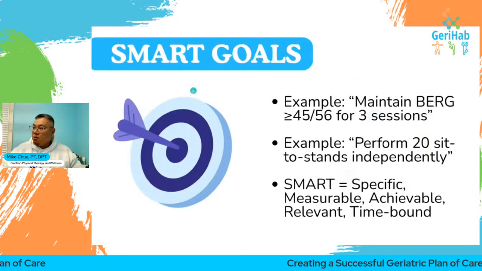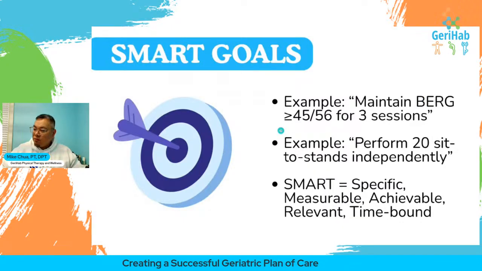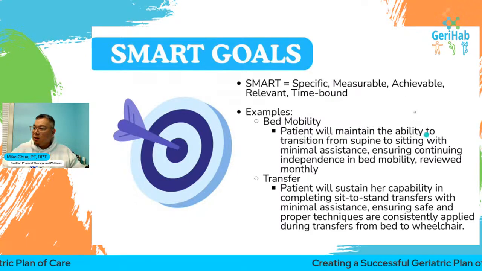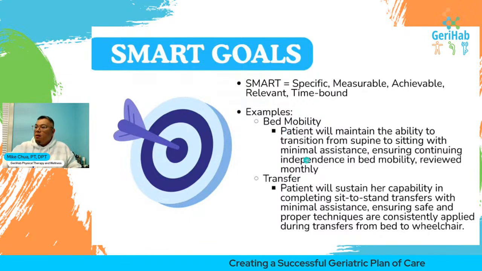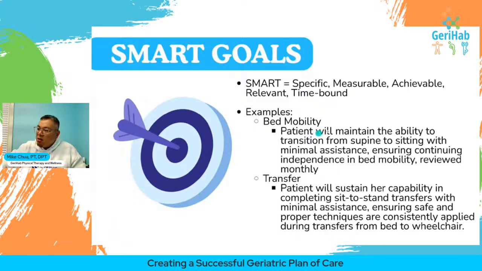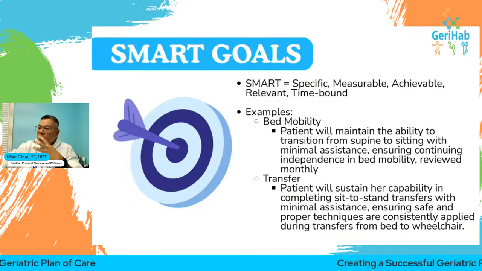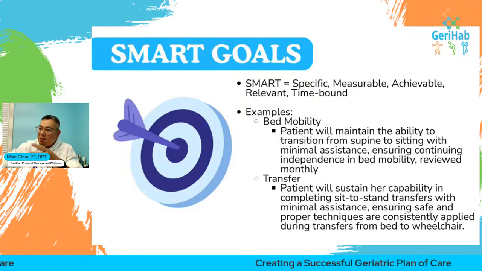So SMART goals: maintain Berg at 45 of 56 for 3 sessions. I don't like this goal here. Let me find another one. All right, there you go. This is a better one. Patient will maintain the ability to transition from supine to sitting with minimal assistance, ensuring continued independence in bed mobility, and then you review it monthly, right?